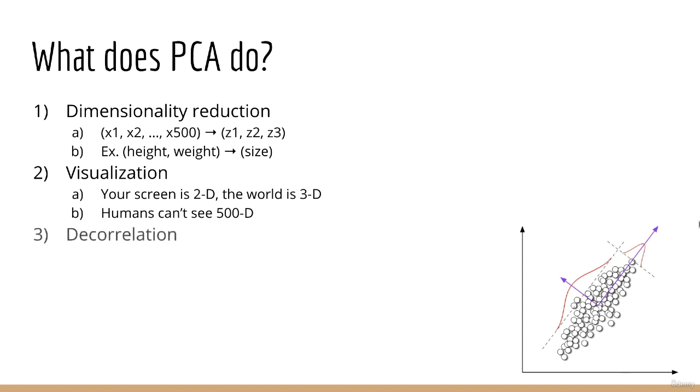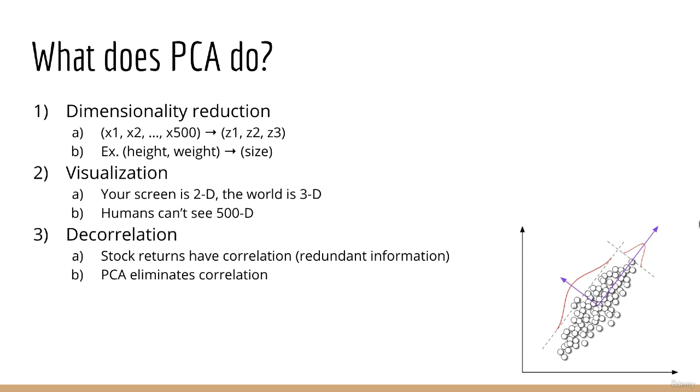The third task that PCA can accomplish is decorrelation. As you recall, stock returns are correlated. That is, there is redundant information contained in them. PCA removes this redundancy by having all the principal components be uncorrelated. So for example, if one of the principal components refers to size, there won't be another principal component that is also related to size. Redundancy is removed.